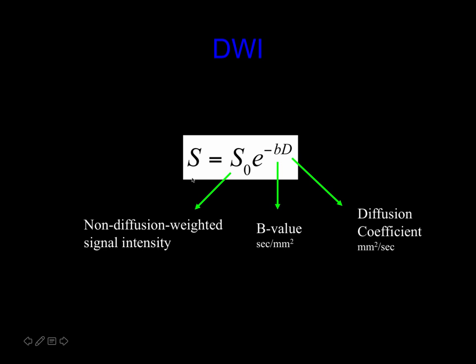Okay, so now the signal that we get in diffusion imaging is equal to the signal we would have had, so our T2 weighted image, just basic signal intensity, now multiplied by e to the minus bD, b being the B value, which is what we control, and D being the diffusion coefficient that we want to find for our tissue.